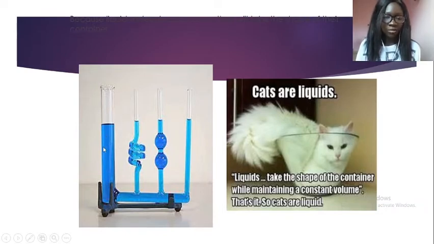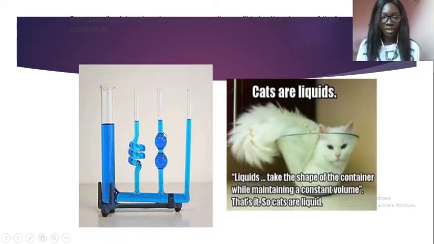It assumes the shape of the container. If you put a liquid inside a cylinder here, the shape of the liquid is in the form of the shape of the cylinder. Now if you put it in a coily shape, it assumes the shape of that object.